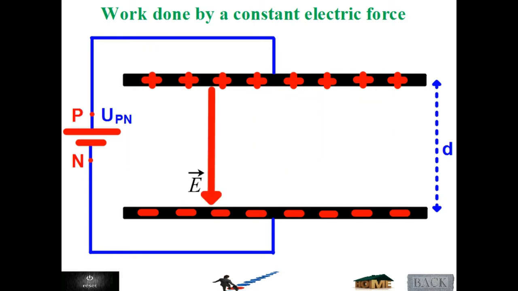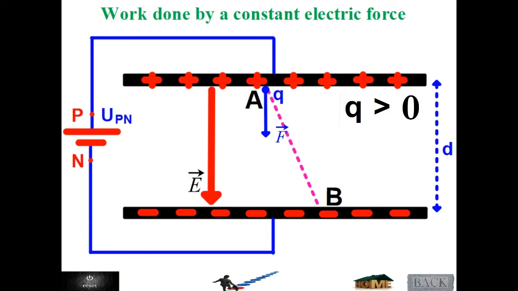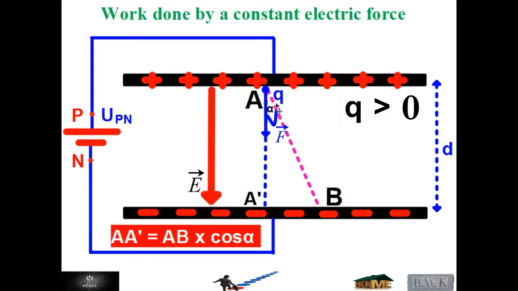If we introduce an electric charge at point A between the two plates, and we move this charge to the negative plate, to point B, of course charge Q experiences an electric force F in the same direction as the electric field. This electric force is parallel to the electric field, making an angle alpha with AB. We can notice from the geometry of the figure that AA prime is adjacent to alpha. Thus AA prime is AB, the hypotenuse, times cosine alpha.